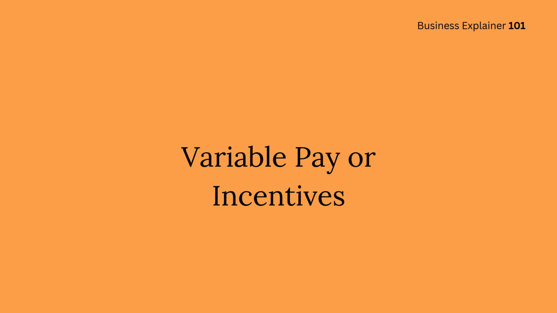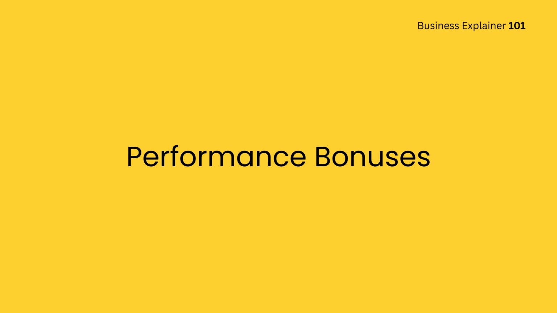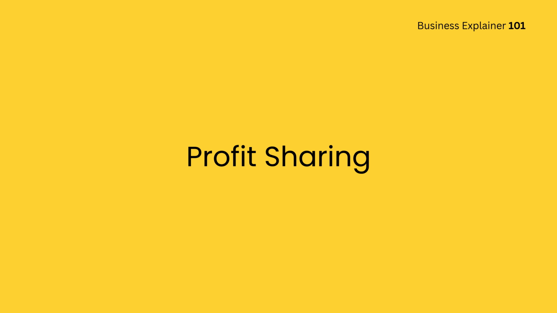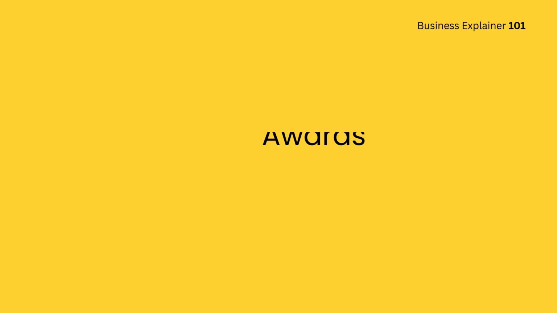2. Variable pay or incentives. Examples of this are performance bonuses, a one-time reward given based on achieving specific performance goals. Sales commissions, a payment based on a percentage of sales made. Profit sharing. An employee receives a portion of the company's profits, typically yearly. And spot awards, immediate, usually small rewards for exceptional performance or behavior.